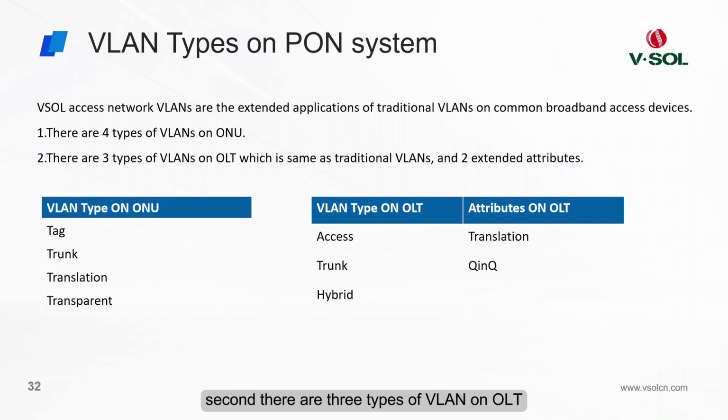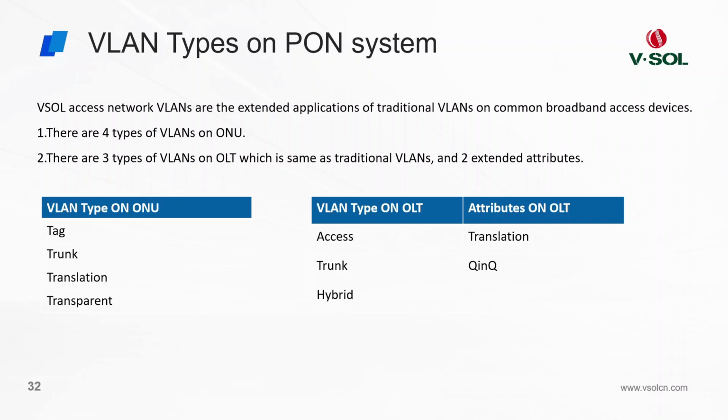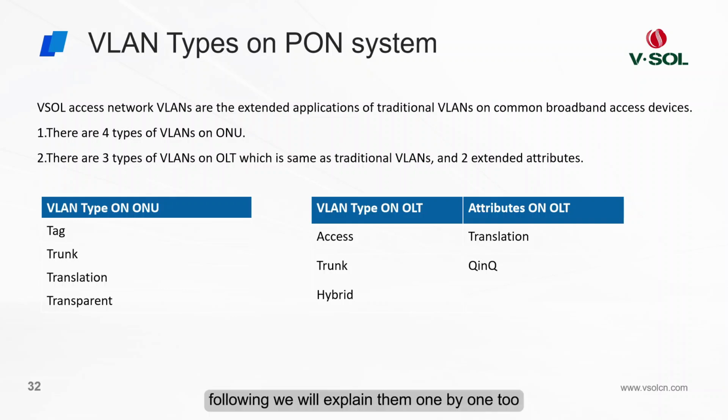Second, there are 3 types of VLAN on OLT, which are the same as traditional VLAN, and 2 extended attributes: access, trunk, hybrid, and VLAN translation and Q-in-Q. Following we will explain them one by one too.